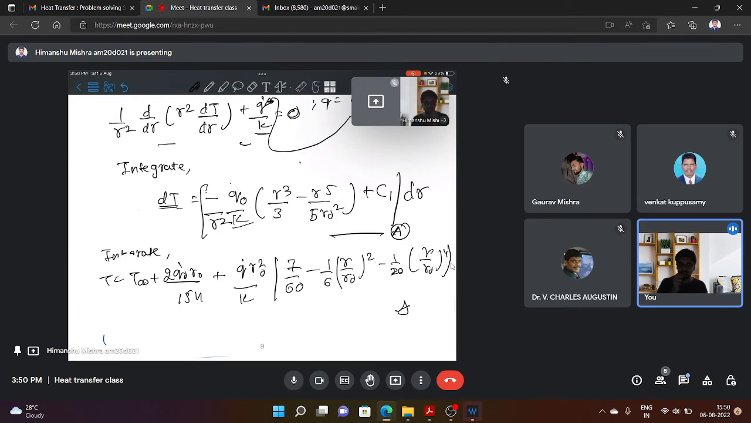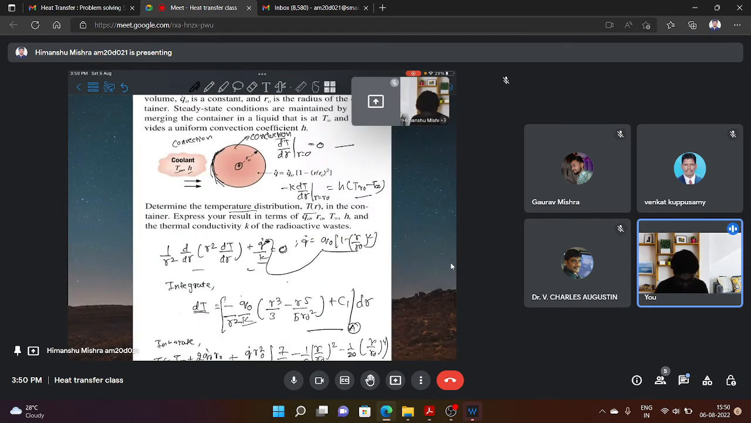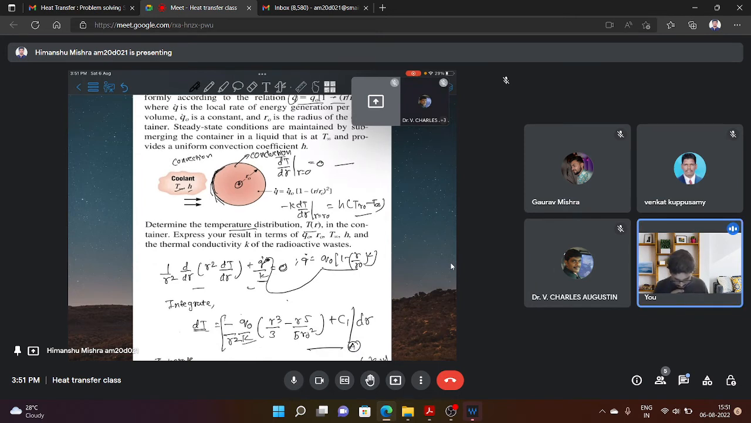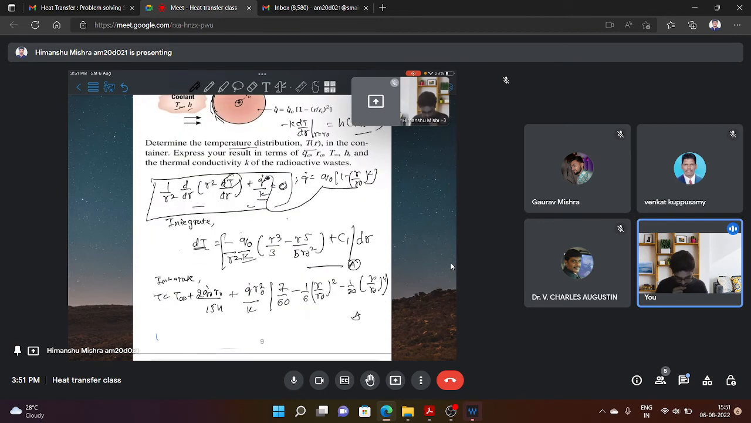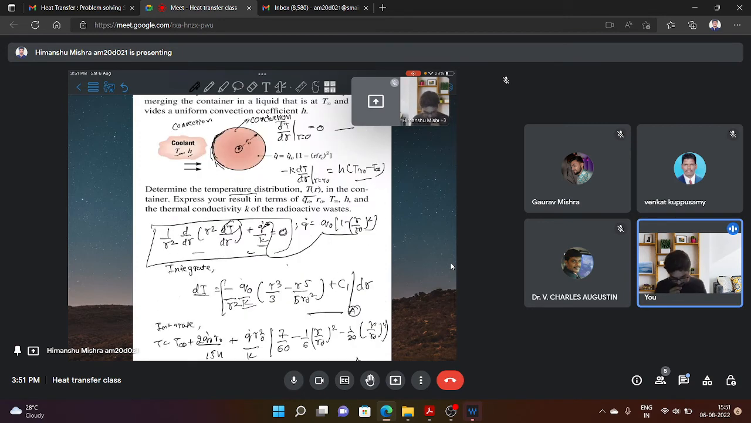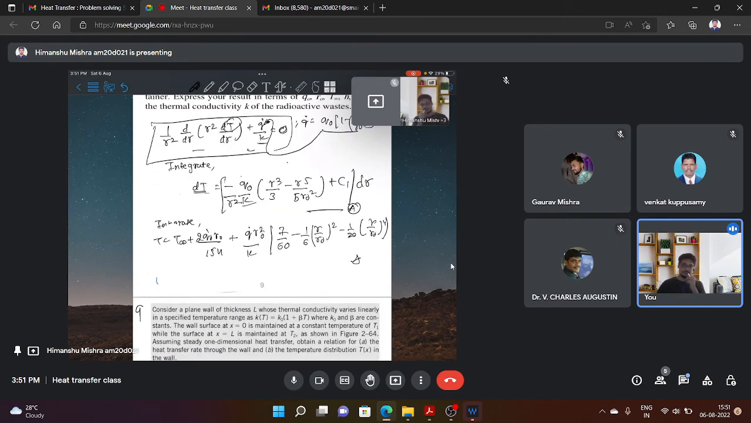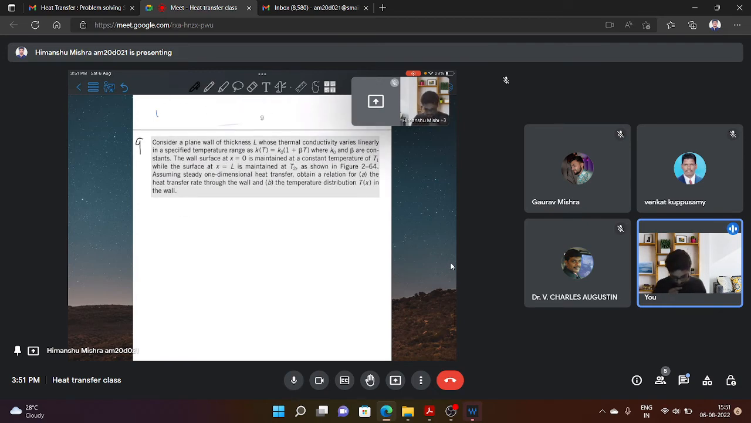So any doubt in this question? So in this question, we had heat generation and we just used the differential governing equation, the conduction, to evaluate the temperature distribution in the radial direction. And we had a boundary condition in the form of convection. So using that boundary condition, we just found the constants. So moving to the last problem.